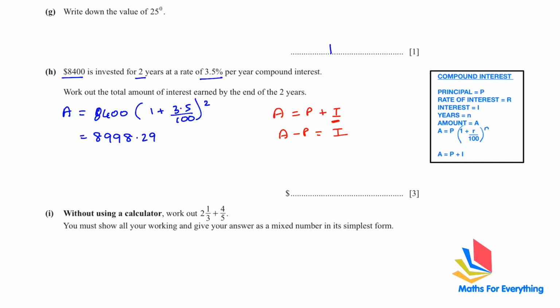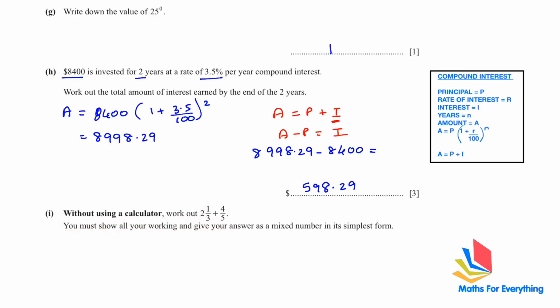In compound interest questions, you need to be careful what they are asking. Now let's replace our amount. 8998.29 minus 8,400, our principal, will give us the interest. It's going to be 598.29. Next, without using a calculator, work out.